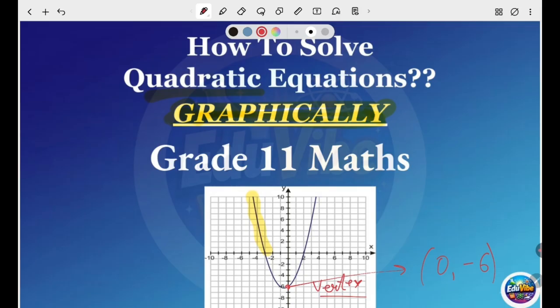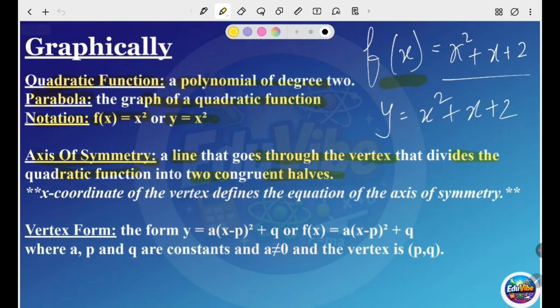These are the coordinates of the vertex, but when we talk about the equation for the axis of symmetry, we only deal with the x coordinate. This is the x coordinate and this is the y coordinate. So the equation for the axis of symmetry is x equal to 0, not y equal to minus 6. That is wrong. Only the x coordinate of the vertex defines the equation for the axis of symmetry, not the y coordinate.